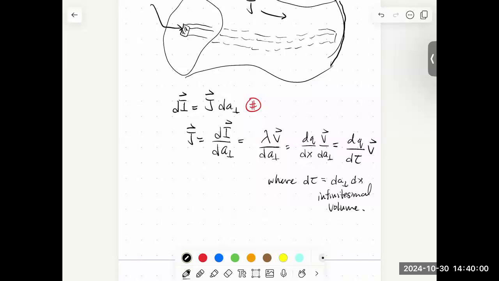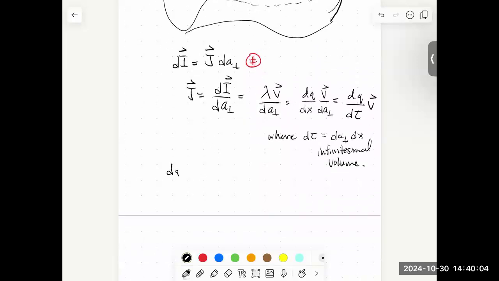But charge per unit volume is just the charge density. So dq/dτ is equal to rho, the charge density.